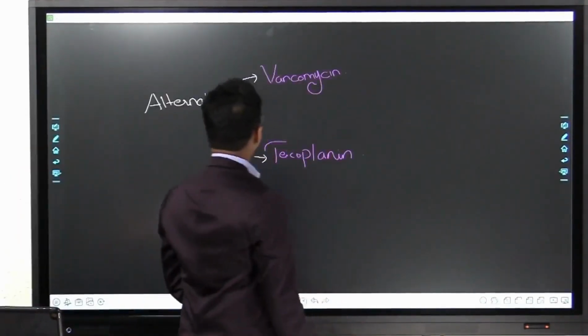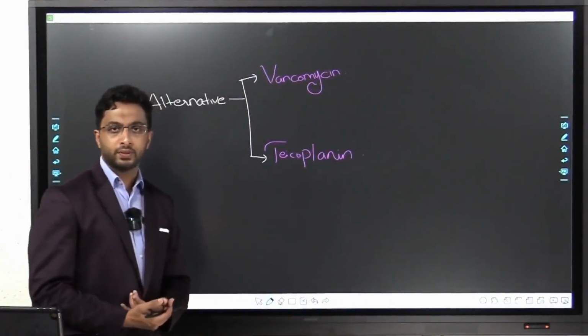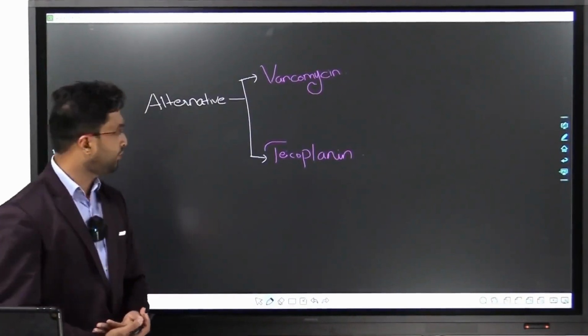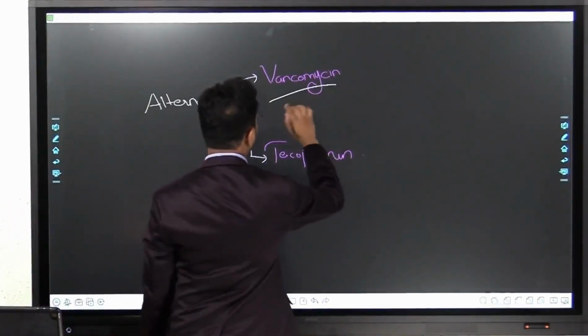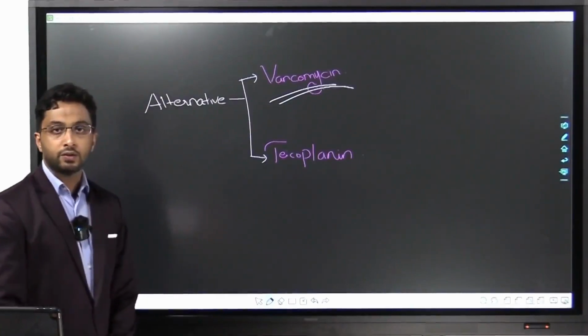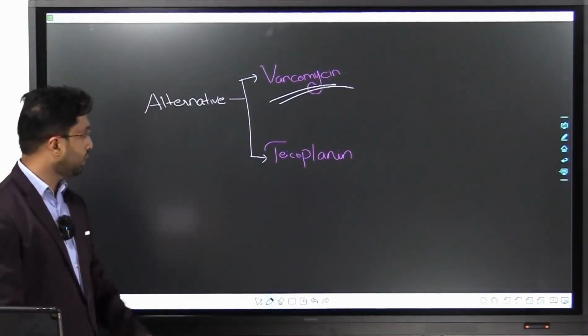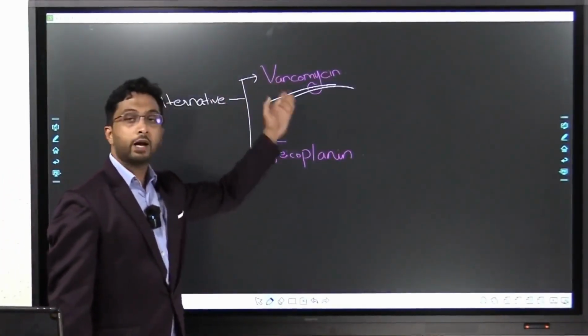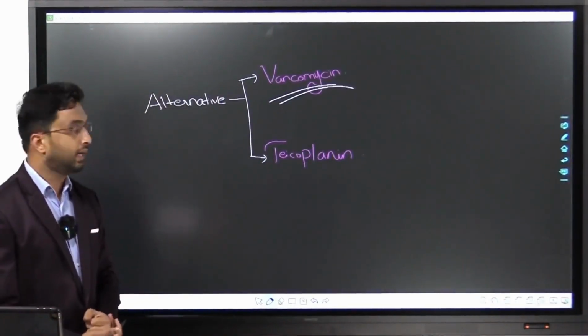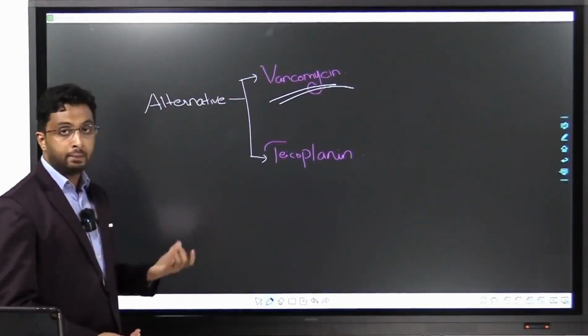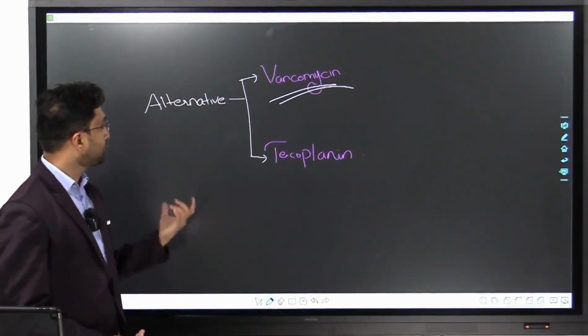Now, alternative. What's your option if a patient develops MRSA? The drug of choice. This is another very important MCQ. The drug of choice is vancomycin. Or you can also give teicoplanin, but vancomycin is the most important drug for MRSA patients.